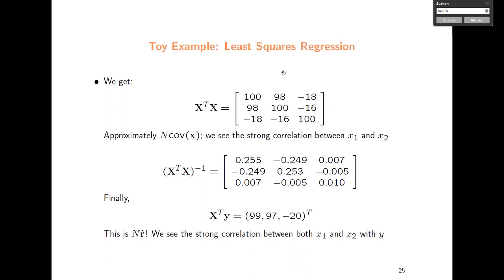So now we do our least squares regression, where we use all the three inputs jointly. We can calculate this X transpose X matrix, which looks like this. So we have a strong diagonal, and then we also have these terms over here, which indicate the strong correlation between x1 and x2. And we can take the inverse, then we get this. And the third term, we have to multiply this by this. And this is simply n times the estimate of the Pearson correlation, 99, 97 minus 20.